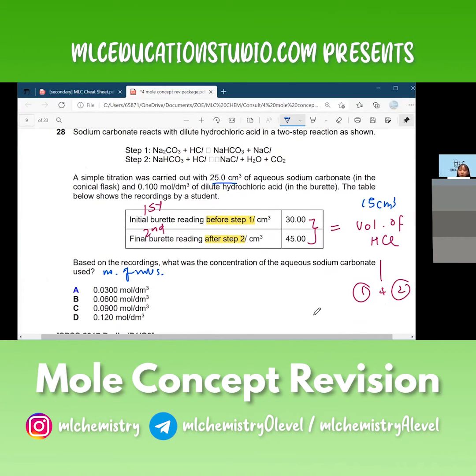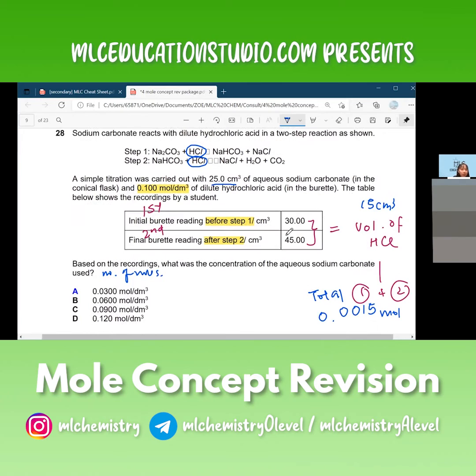Find the number of moles first. Number of moles of HCl in total, because I have the concentration already. In total, I will get number of moles equals 0.0015 total. This total means step 1 plus 2. That means this one plus this one, I will get 0.0015.